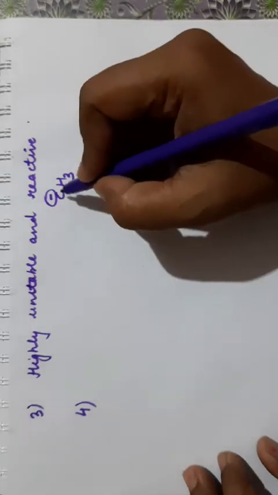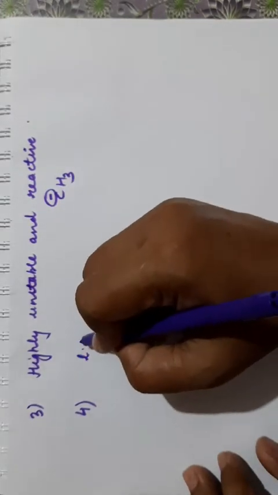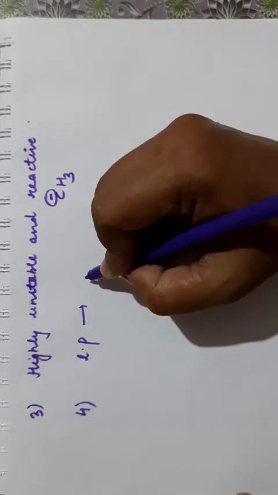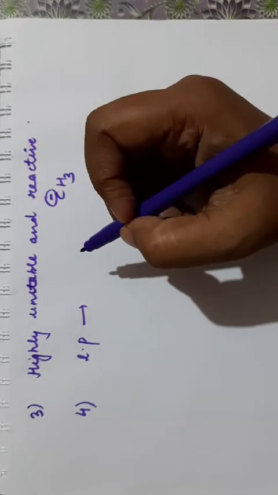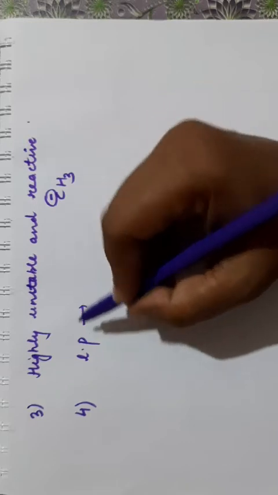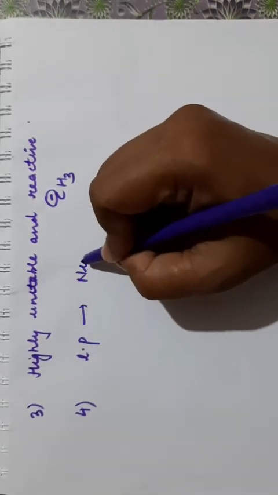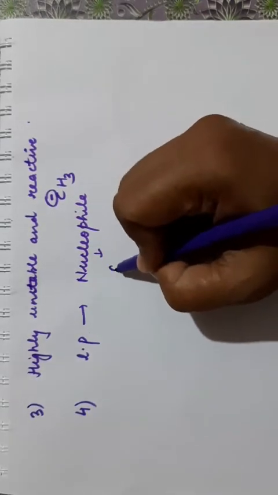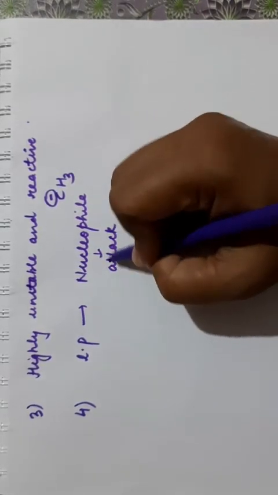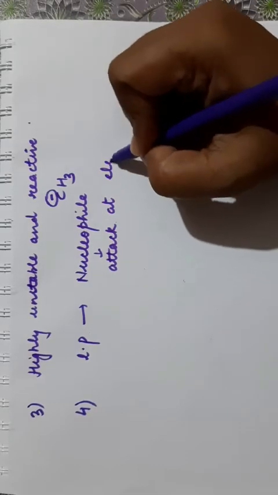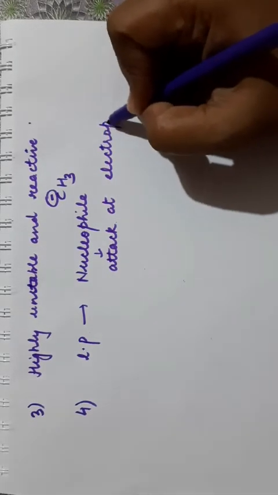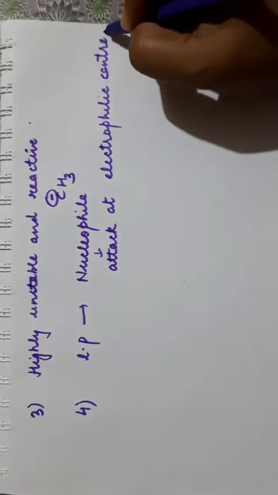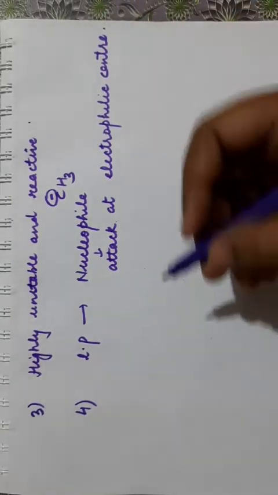Next, since it has a lone pair, there is a lone pair here. Due to the presence of the lone pair, it will act as a nucleophile or electrophile. It has a lone pair, so it will act as a nucleophile. So where will it attack? It will attack at the electrophilic center. Electrophilic center means a positively charged center.